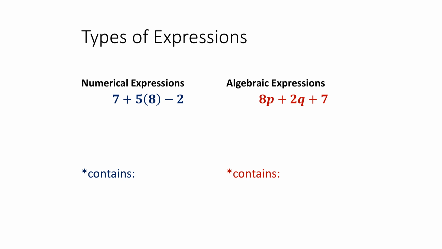Okay, so before we start getting into the different parts of an expression and what they specifically are, we want to take a second to recognize that there are two different types of expressions. So you have numerical expressions and you have algebraic expressions. Both types of expressions contain what we call operations, and so that's adding, subtracting, multiplying, and dividing. So those are all different operations that an expression can have.